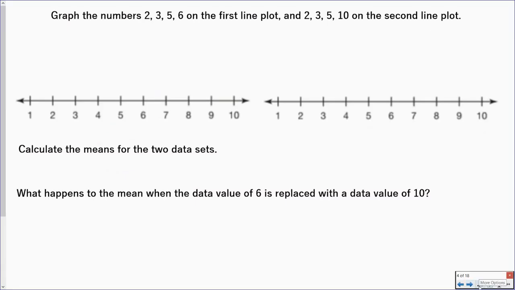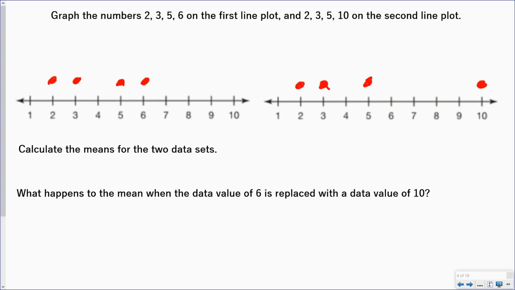So let's take a look at these two data sets. I'm going to graph the first one. I've got a point at 2, a point at 3, a point at 5, and a point at 6. And on the second one, I have a point at 2, a point at 3, a point at 5, and a point at 10. It says calculate the means of the two data sets.